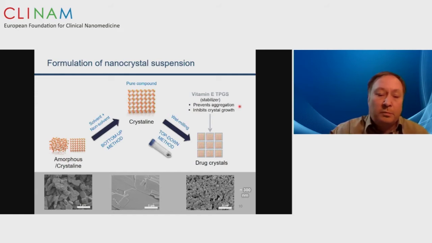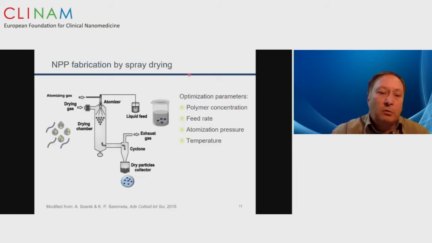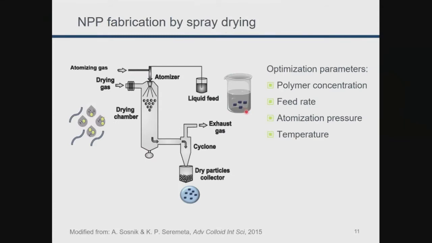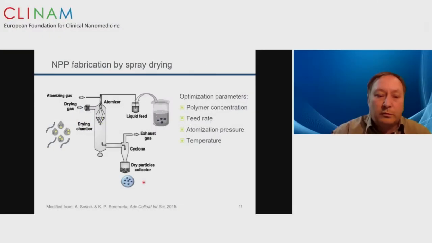So we have our suspension of nanocrystals. How to incorporate them in macroparticles? We use the spray drying technique. So we start from a suspension of nanocrystals in a polymer solution that we inject into the spray dryer. Spray drying consists in first atomizing the suspension, and the liquid polymer droplets are dried and precipitated into macroparticles, which are collected and then further lyophilized. At the end, we got our nanocrystal polymer particles.